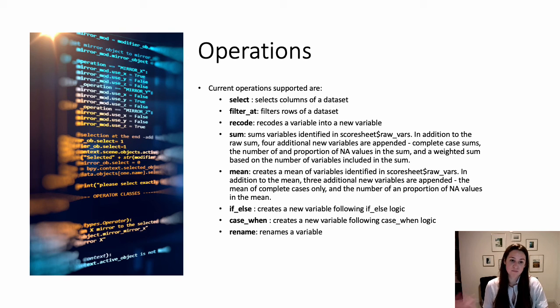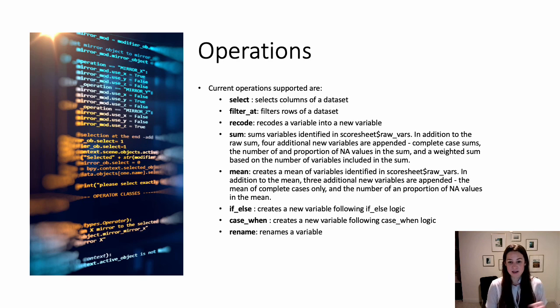Sum will sum the variables identified in your raw variables column. In addition to the raw sum, it's also going to create 4 additional new variables, including the complete case sums, the number and proportion of NA values in that sum, so the number of missing values that are included in the sum for not the complete cases, and a weighted sum that is based on the number of variables in that sum. So you're going to get 5 variables out of that sum function if you run it.